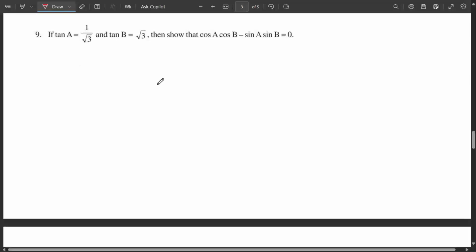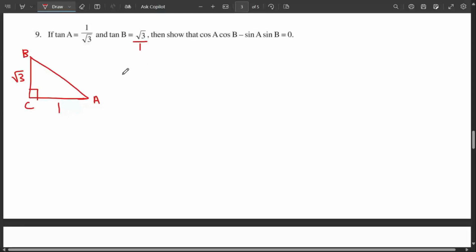So in order to solve the ninth question, once again we have to draw a right angle triangle A, B and C. So it is given that tan A is equal to 1 by root 3. We know that tan is nothing but opposite side divided by the adjacent side. So AC will be 1, BC will be root 3. From the second trigonometric ratio, it is known that tan B is equal to square root of 3, which you can write as square root of 3 by 1. So opposite side is square root of 3 and adjacent side is 1.